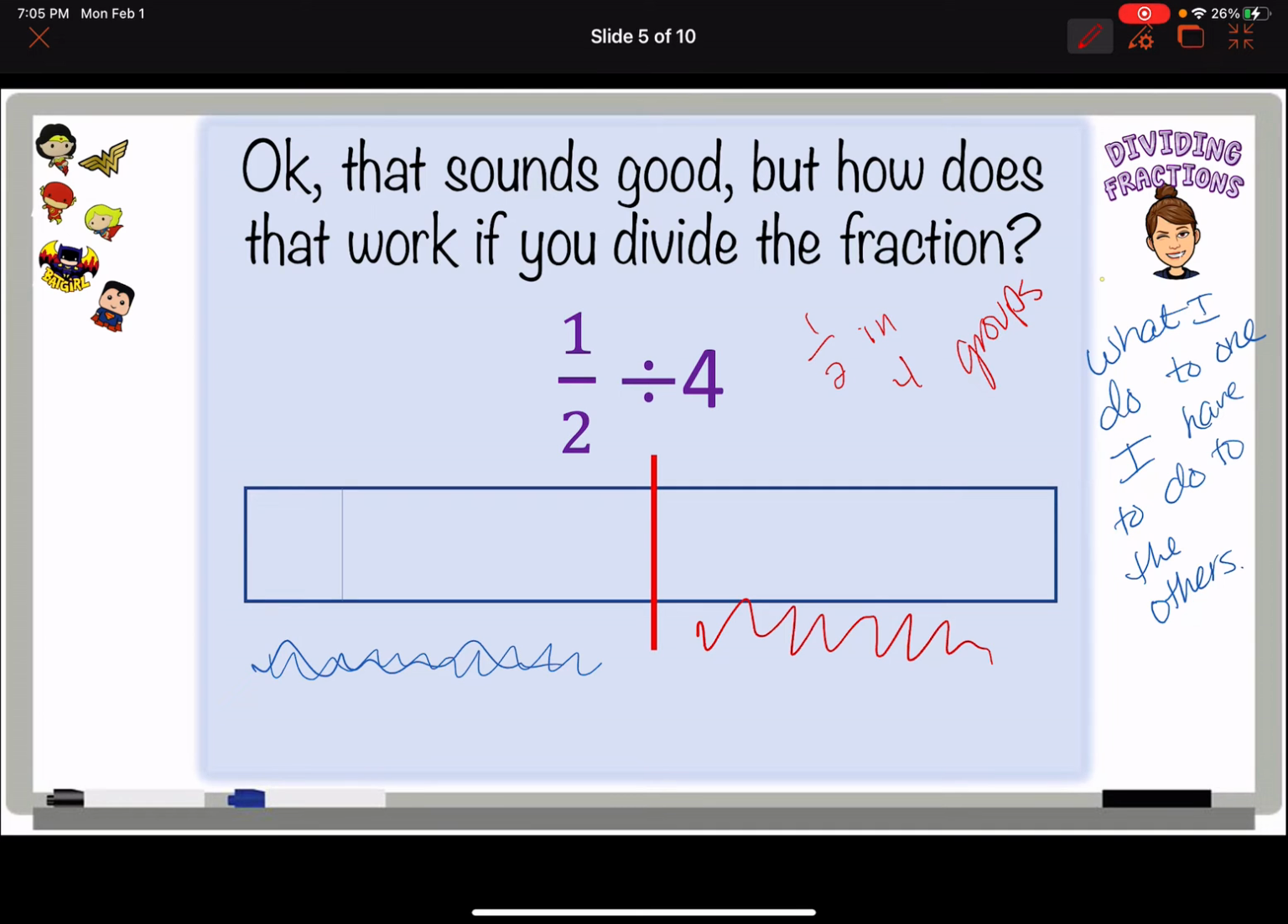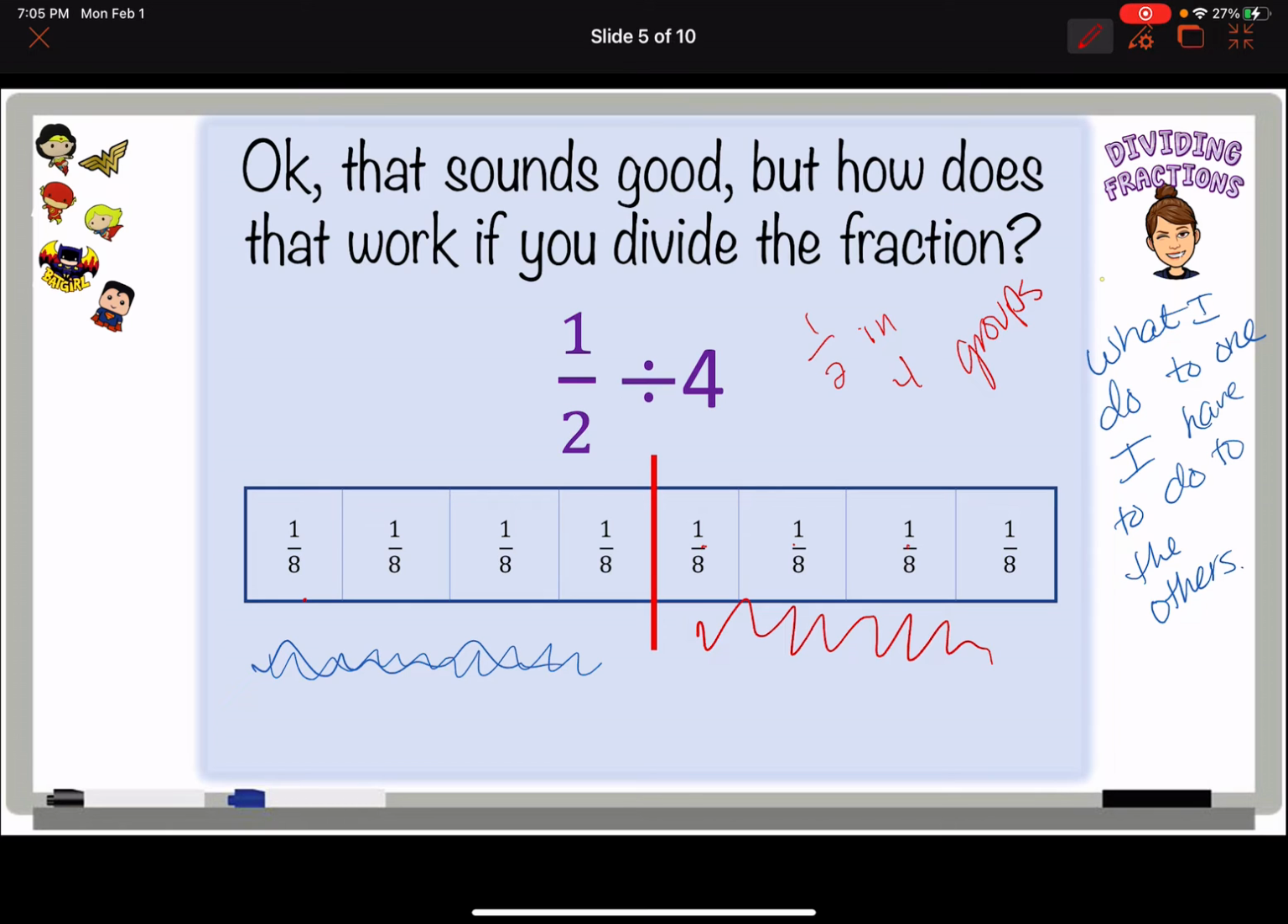So the first thing I'm going to do is split it into 4 groups. But now remember, this isn't 1/4, okay? What I do to one, I have to do to the other. So I have another 4 pieces over here. This is actually 1/8.